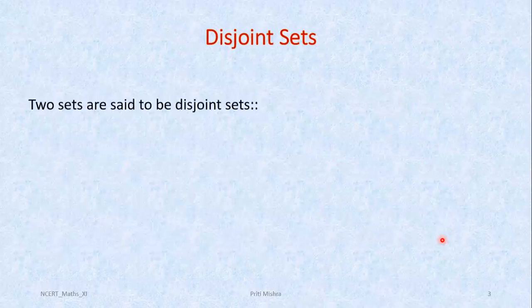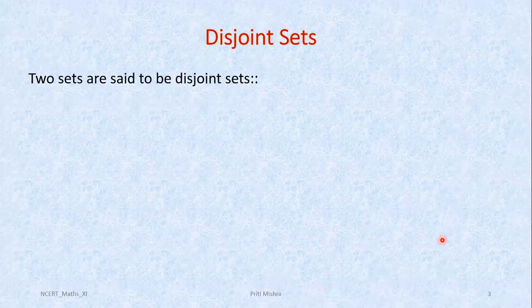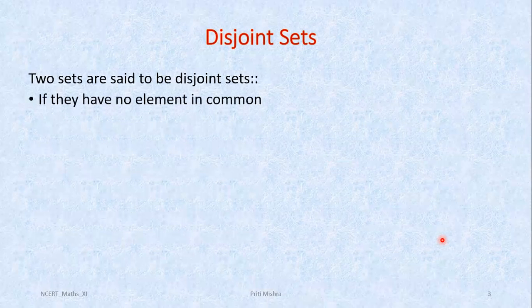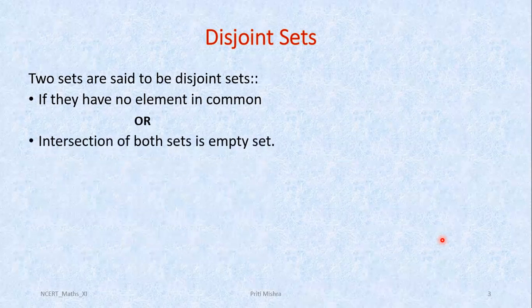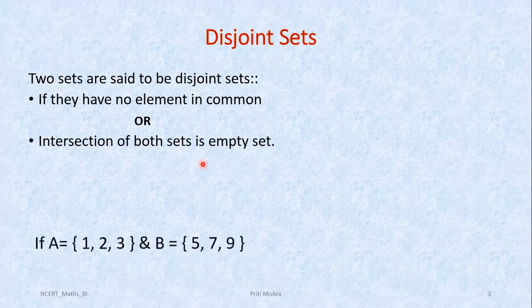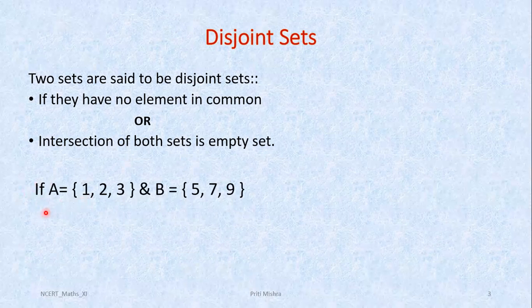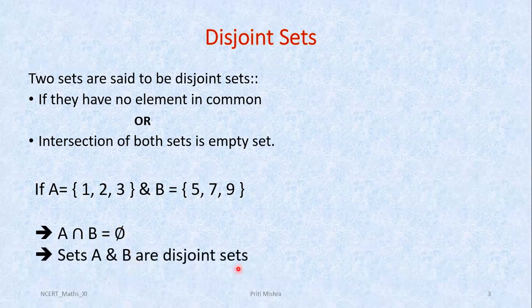So let's get started. Disjoint sets. Two sets are said to be disjoint sets if they have no element in common, or we can say the intersection of both the sets is the empty set. So let's have an example here. Here you have set A equals {1, 2, 3} and set B equals {5, 7, 9}. You can see no element is common in these two sets. So we can write A intersection B equals phi. Right? It means A and B are disjoint sets.